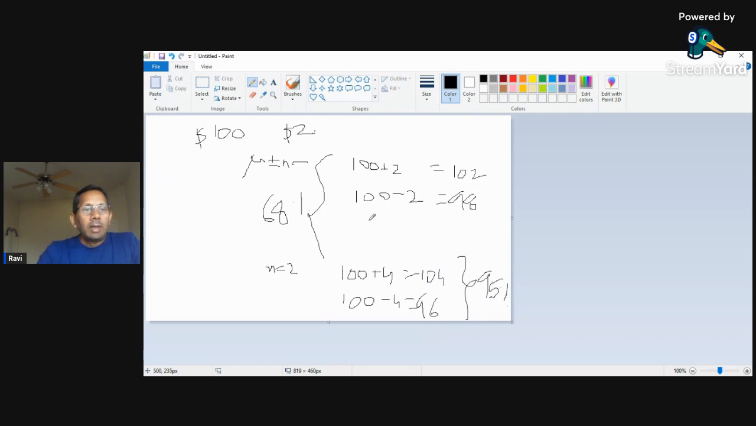This way, we can use the mean and standard deviation values to interpret and analyze the data. So hope this helps. Thank you.